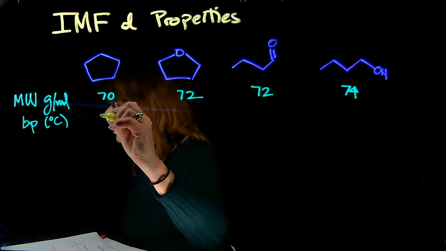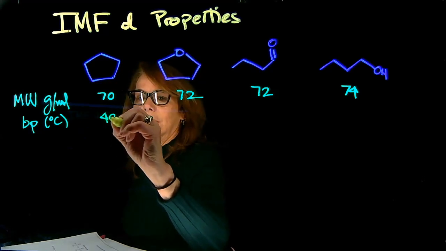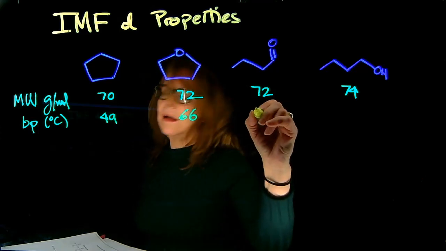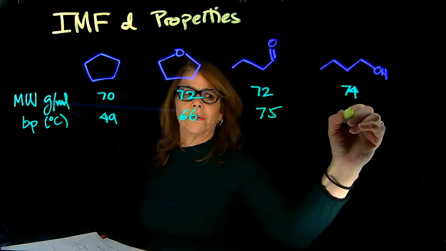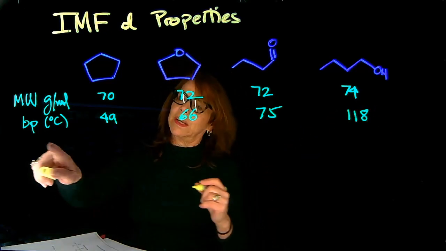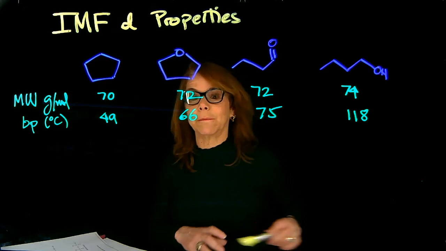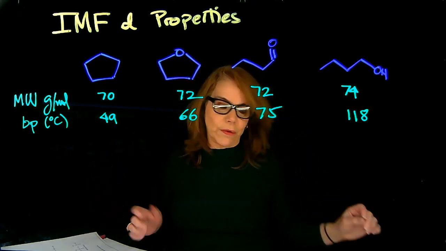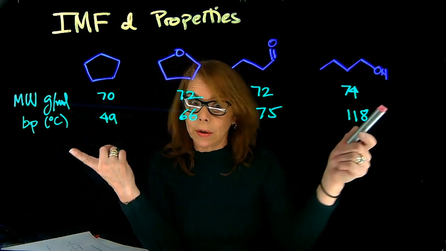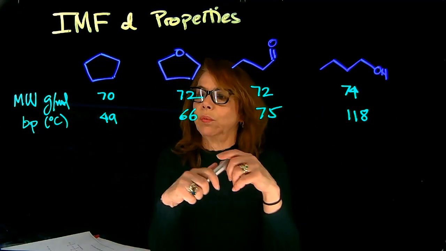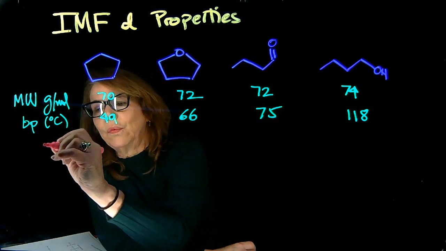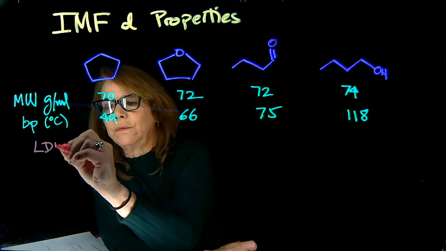Now the boiling point of these is 49 Celsius, 66 Celsius, 75 Celsius, and now butanol is 119 degrees Celsius. So let's explain this. So the impact of the intermolecular forces on these bulk properties, which is the boiling point. So now, all of these molecules, we're going to say what is London dispersion forces.